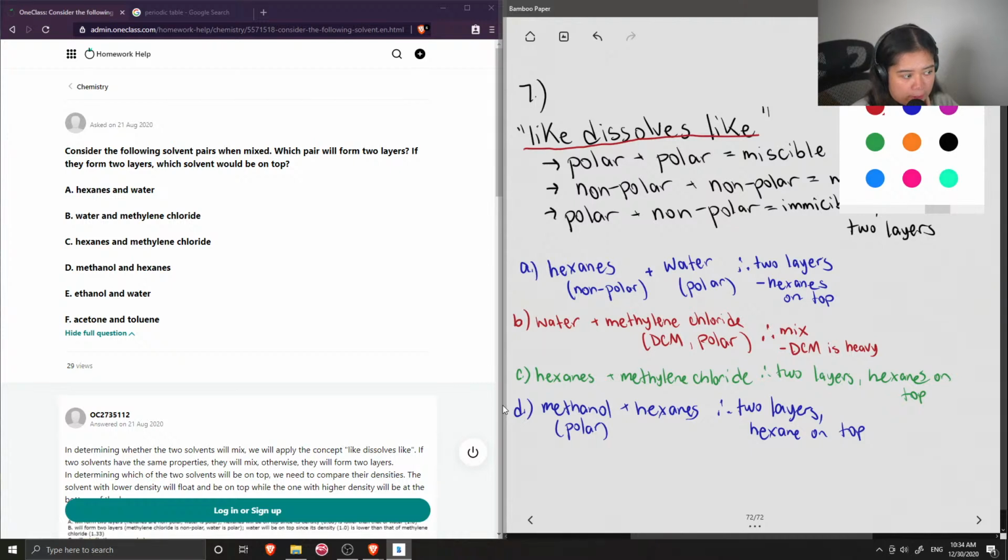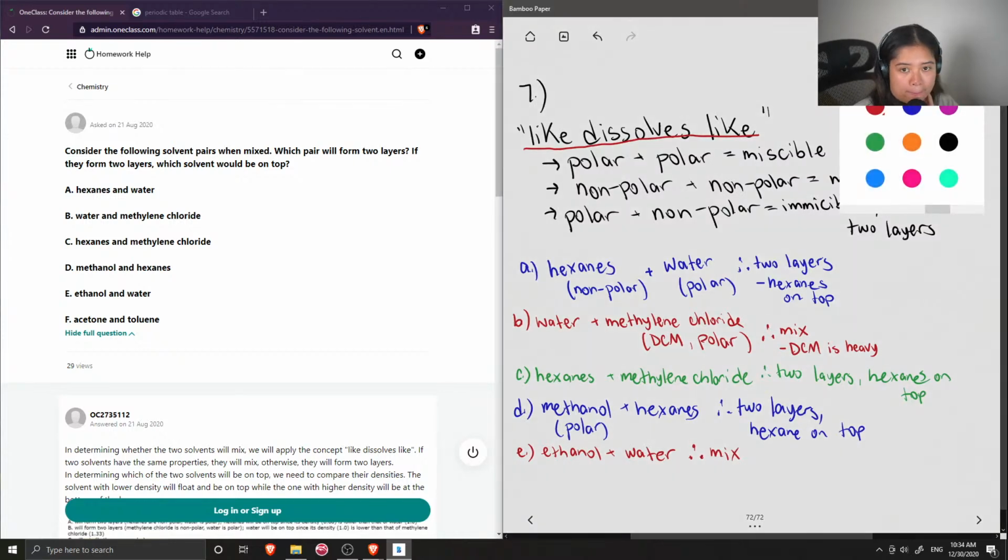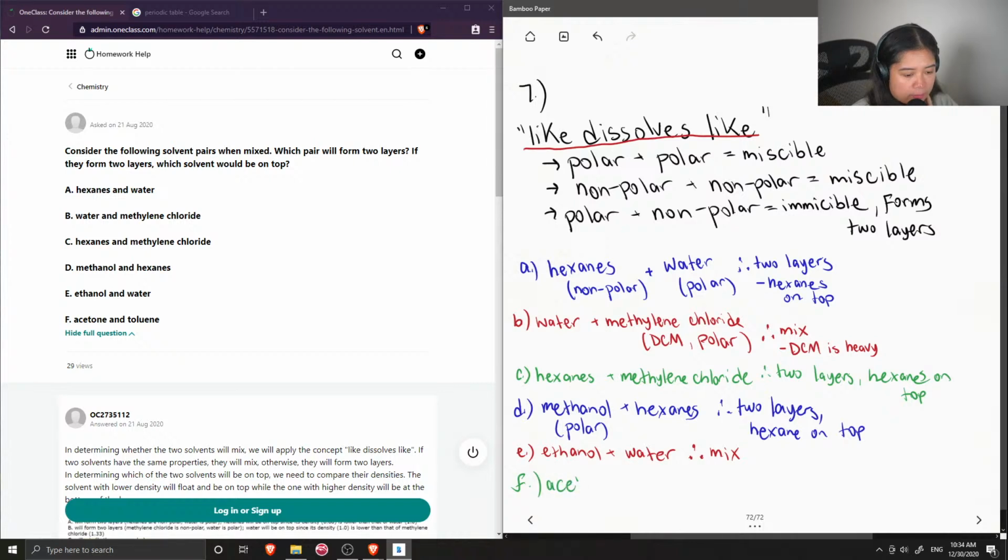Next we have ethanol and water. So these two are both polar. So they will mix together and no layers will be formed. And then lastly, we have acetone and toluene. These will also mix together.